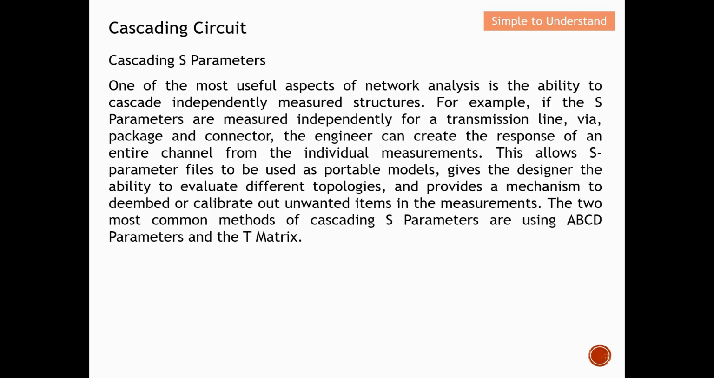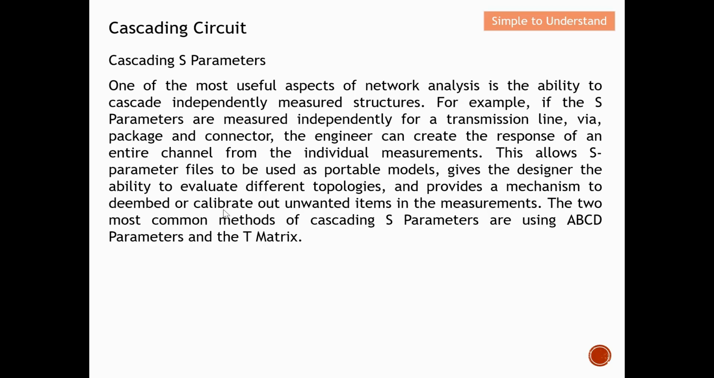So when we want to do this, it's always very attractive to do it with cascade network analysis. For example, if the S parameters are measured independently for a transmission line, via, package and connector, the engineers can create the response of an entire channel from the individual measurements. This allows S parameter files to be used as portable models, giving the designer the ability to evaluate different topologies and providing a mechanism to de-embed or calibrate out unwanted items in the measurement.